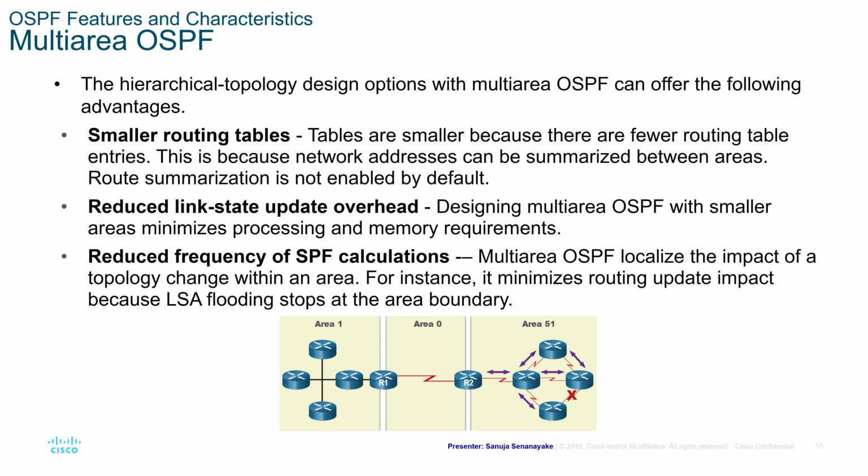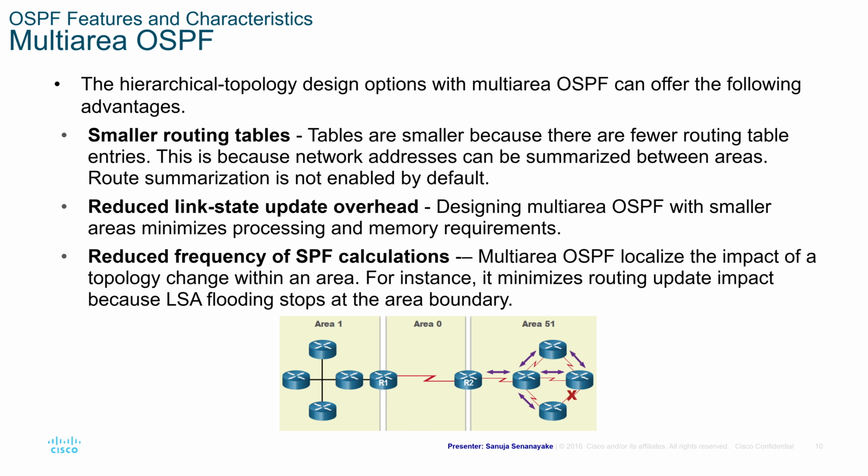Multi-area OSPF. The hierarchical topology design options with multi-area OSPF can offer the following advantages. Smaller routing tables. Tables are smaller because there are fewer routing table entries. This is because network addresses can be summarized between areas. Route summarization is not enabled by default.